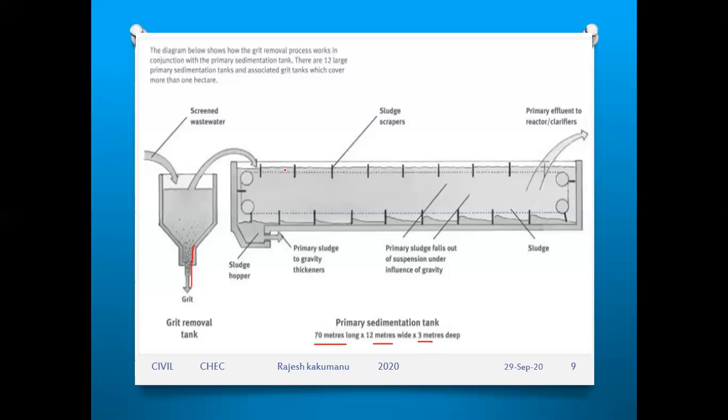Here the water is passing through the tank continuously, thereby the sludge collects at the bottom and the scum collects at the top. The balance water goes from this tank as a primary effluent to the clarifiers in the secondary stage. Like this you can draw a figure and show in detail what is happening at each point.